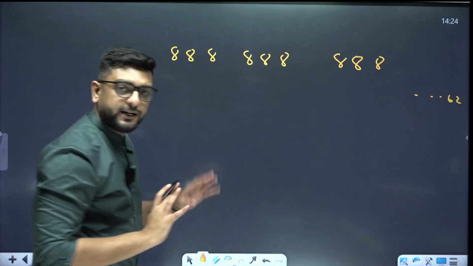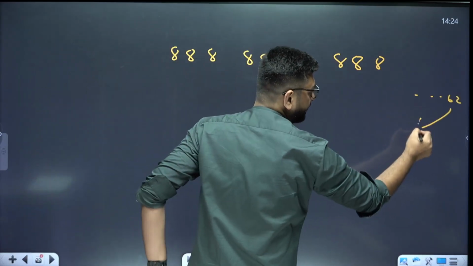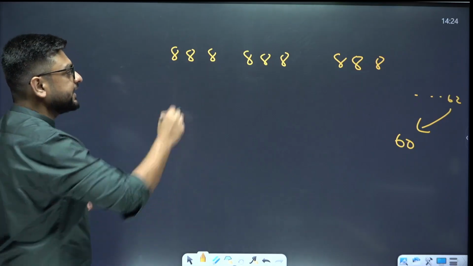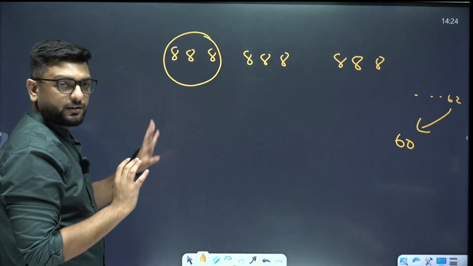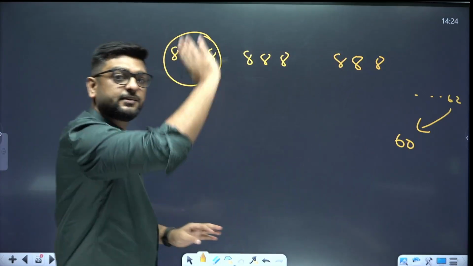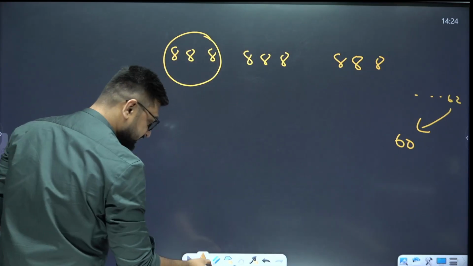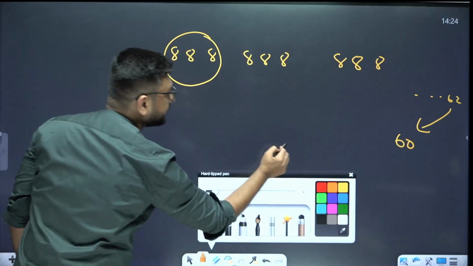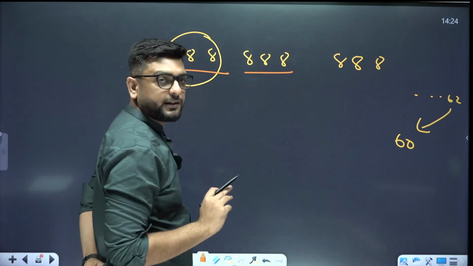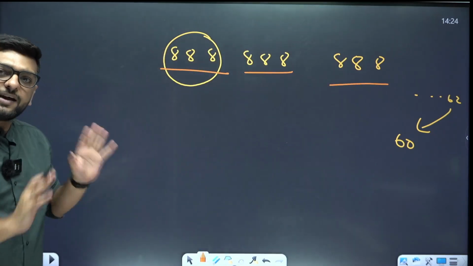Now, will it form till 62? No, it will not. It will form till 60, because we are creating batches of 3. This is 888, one batch, 888, one batch, 888, one batch. Till 60 it can go, and each batch is directly divisible by 37 and 3. So till 60 it is exactly divisible.